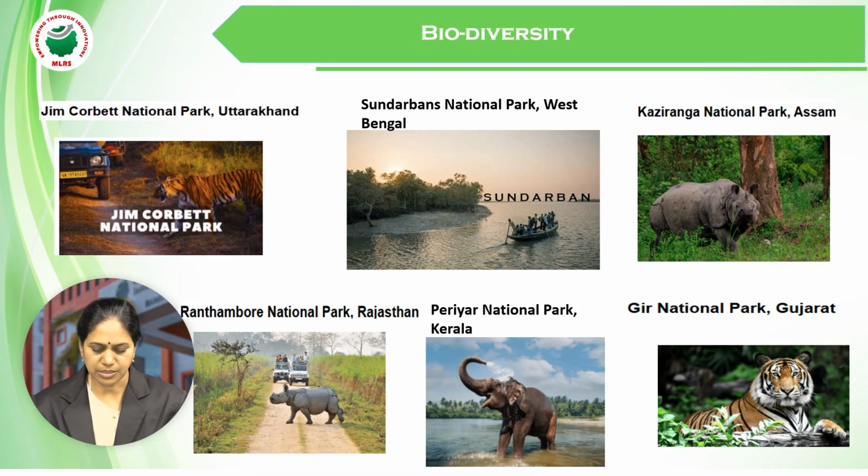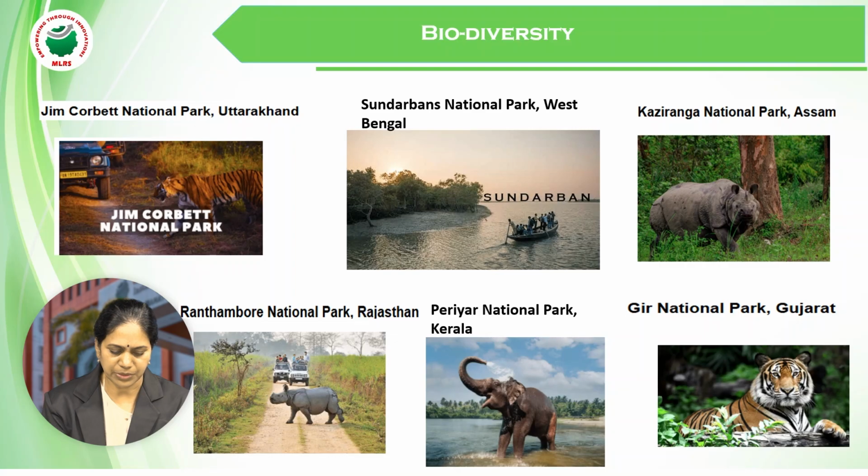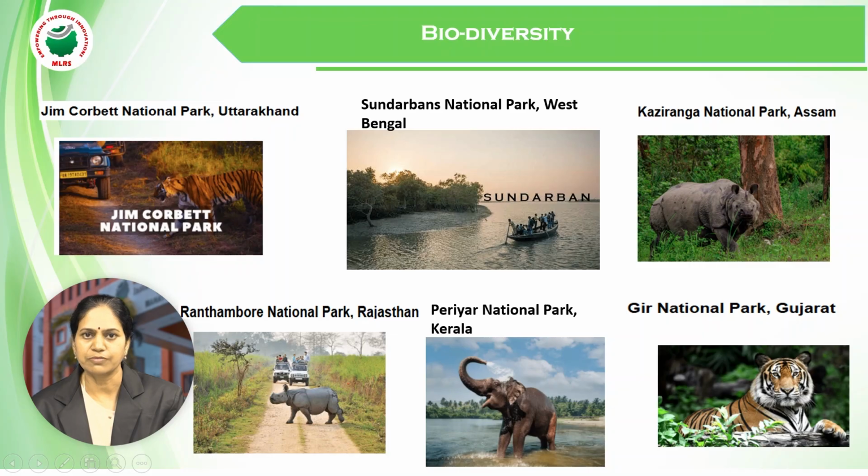Next, these are some of the examples with pictures. Jim Corbett National Park, we all know tigers, and Sundarbans, Kaziranga National Park, Ranthambore, Periyar National Park, Gir National Park, located in different parts of our country, highly essential for protection of biodiversity. They are helping life to be maintained on this earth. Very essential. They play a very important role in the conservation of biodiversity, especially in our country.